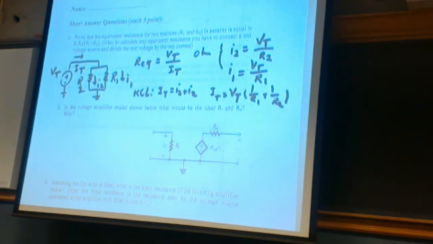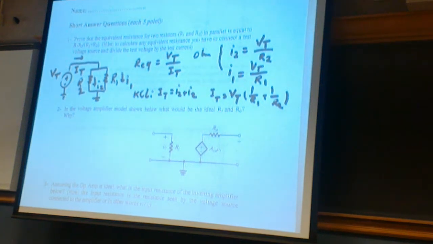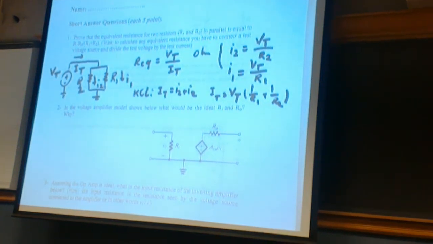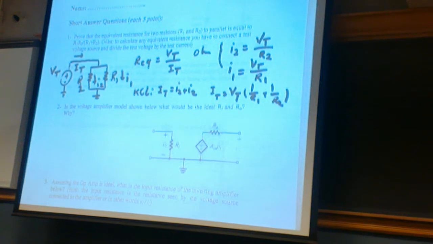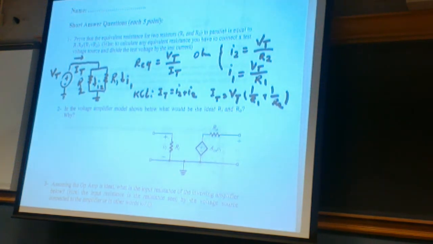Okay. Next, in the voltage amplifier model shown below, what would be the ideal Ri and R out? Andrew? I'm guessing here. If you're going to guess, don't tell me what it is. Okay. You don't know it? No. Okay. Corey? R out would be 0 ohms and Ri is infinity ohms. Sure. That is true. Why?